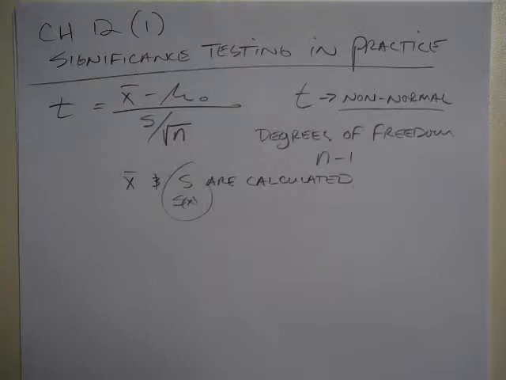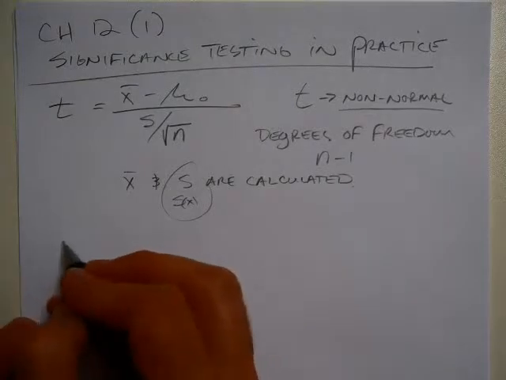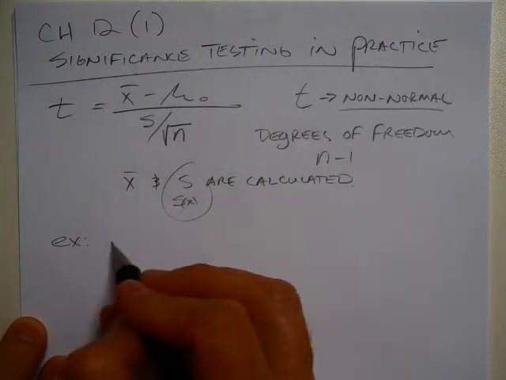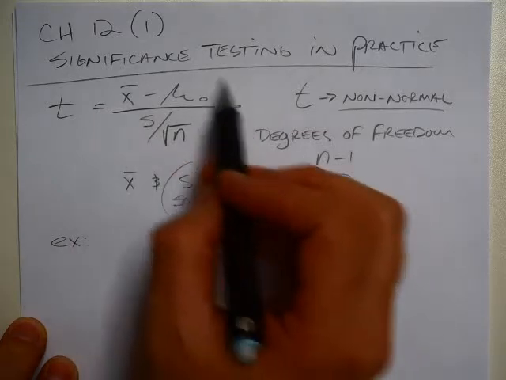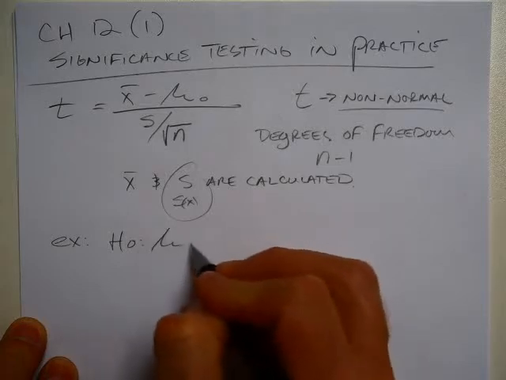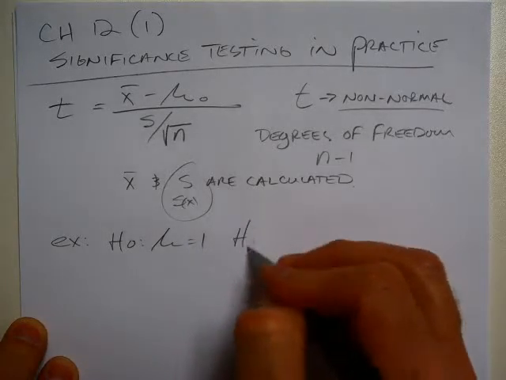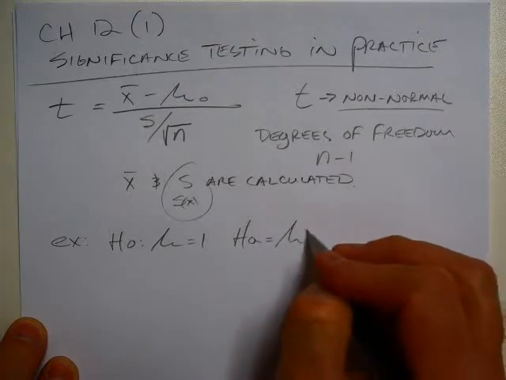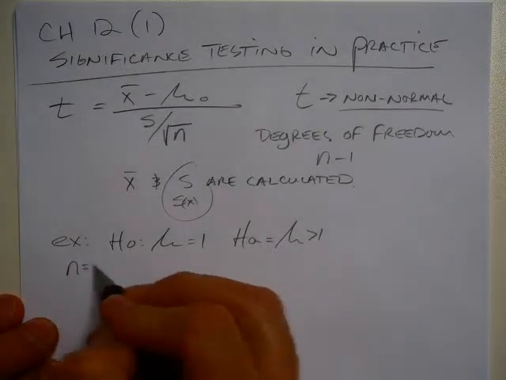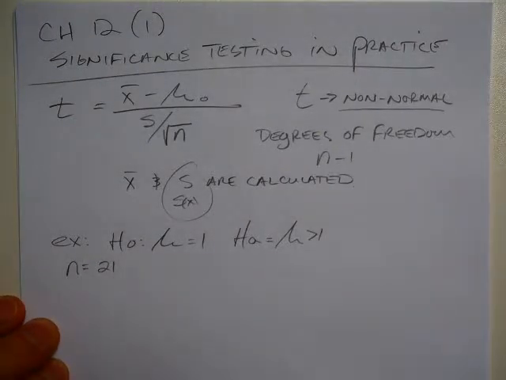But since it's a significance test, we're still comparing it to some alpha, some line in the sand, if you will. Let's look at an example. This doesn't have sample values in it at all. This is sort of after you had already standardized. Let's say the null hypothesis here is that mu equals 1 and the alternative is that mu is greater than 1. And let's say that we're given that the sample size is 21, and the calculated t value is 1.97.